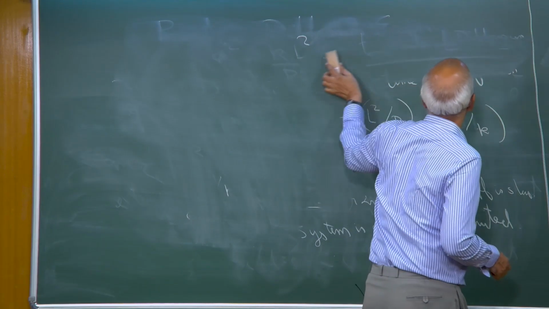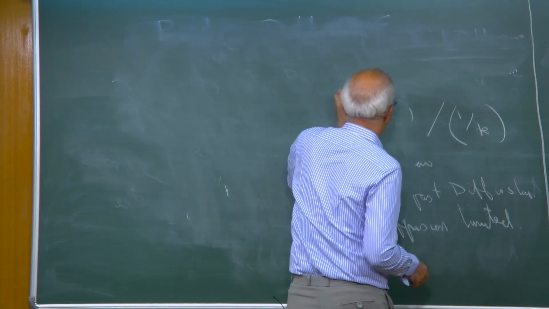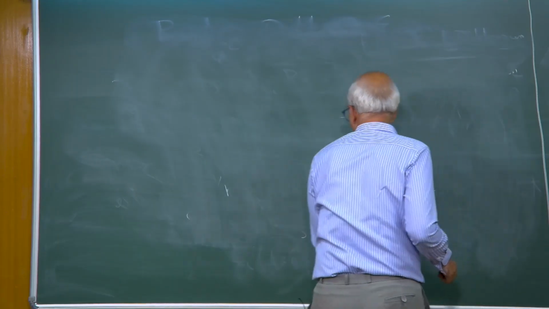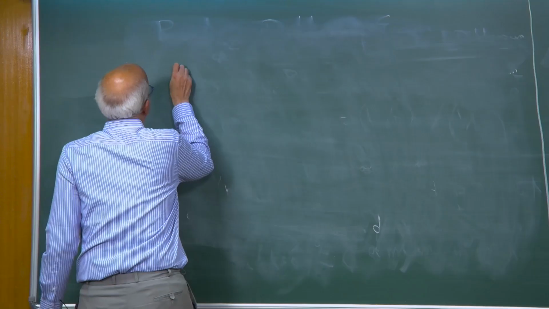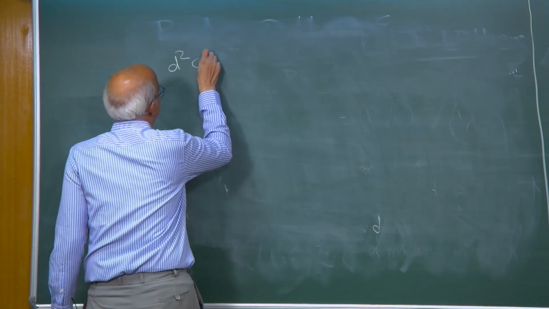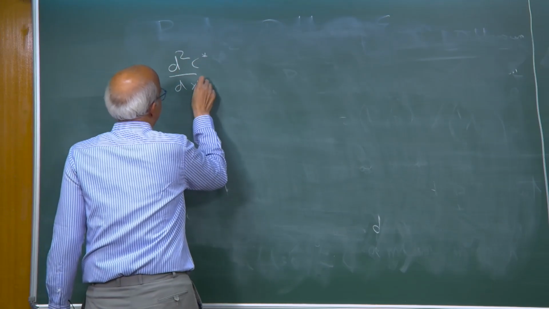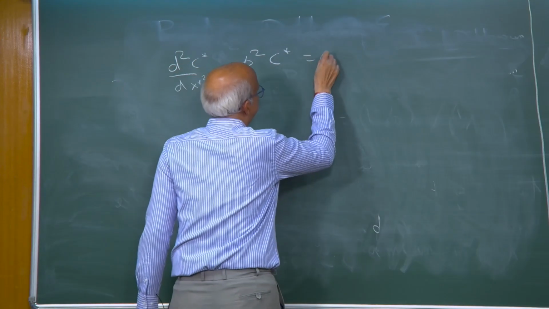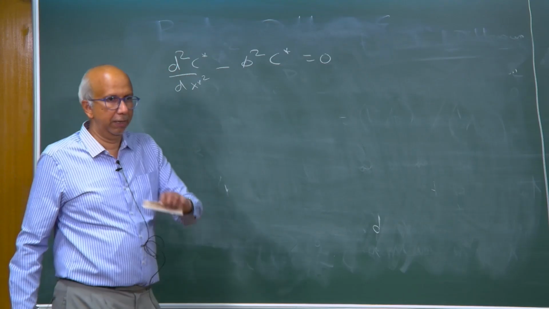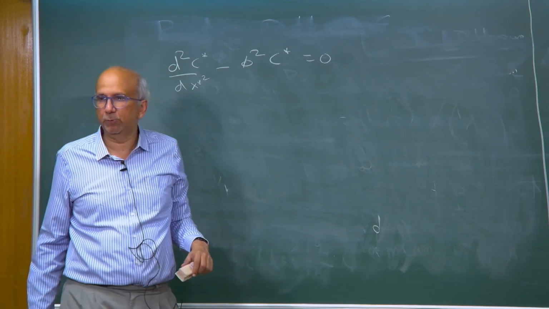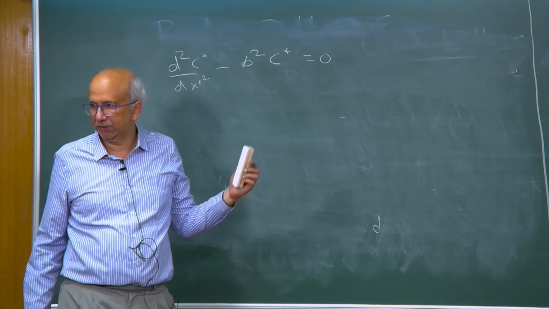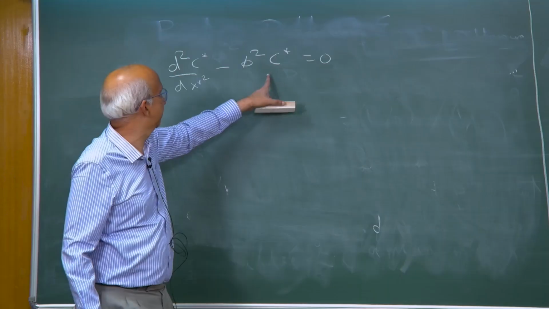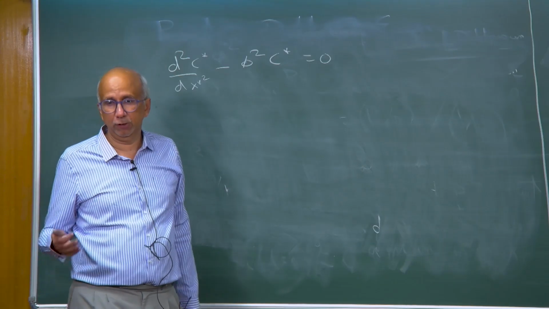Anyway, now I will give you the second reason why we use phi squared. I have d squared c star by d x star squared minus phi squared c star equals 0. That is my differential equation, a second order equation with constant coefficients. This is a constant, this is all constant. And how can you solve this?